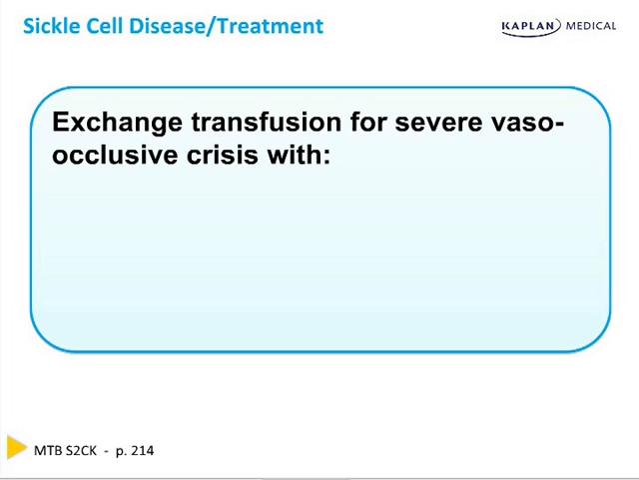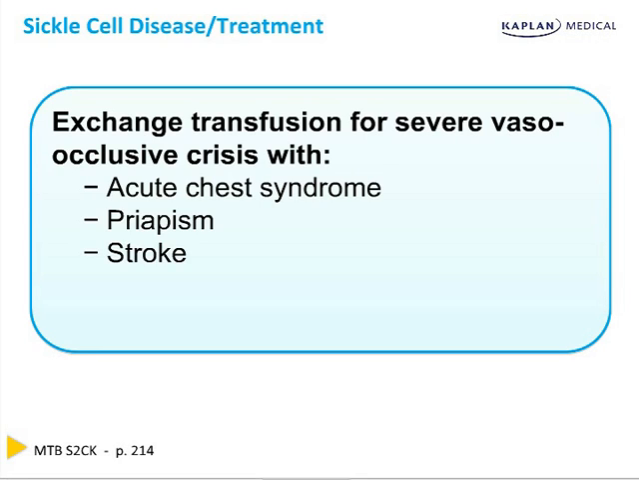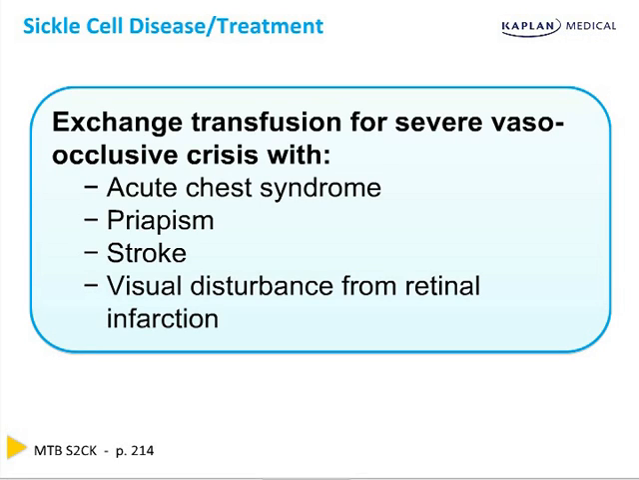Exchange transfusion is the answer when you have a severe vaso-occlusive crisis with acute chest syndrome, where you're infarcting the lungs, priapism, stroke, or visual disturbance from retinal infarction. Because these are the circumstances in which you've got to correct it instantaneously. Exchange transfusion or transfuse, get that percentage of sickle hemoglobin down.